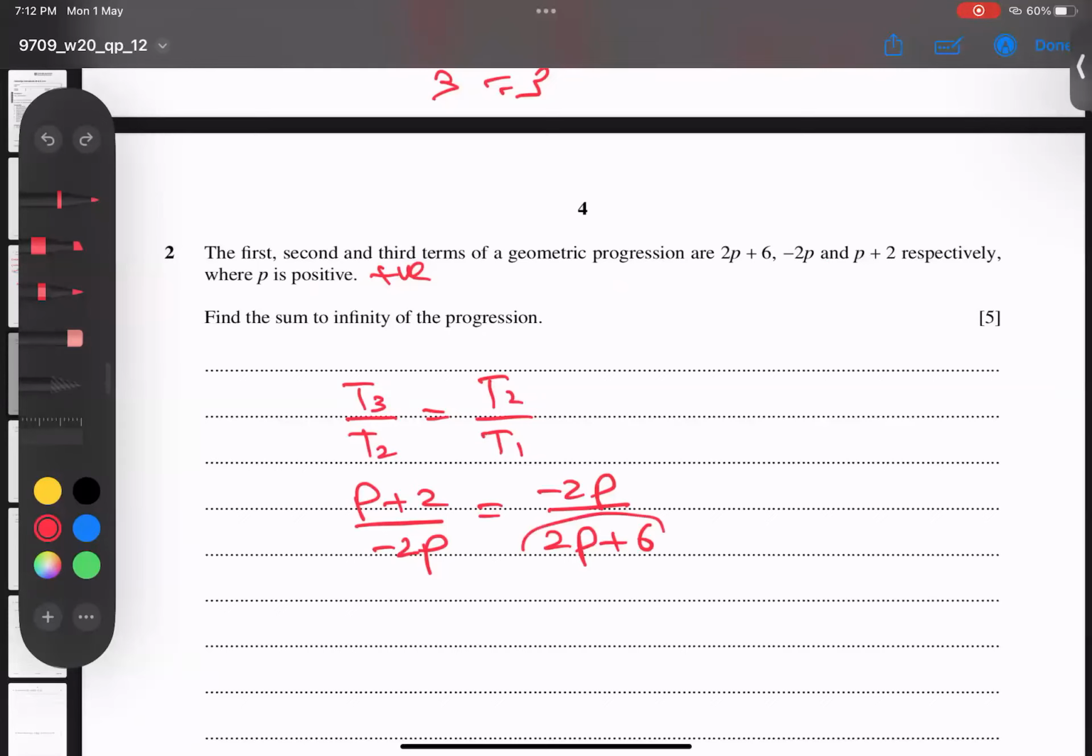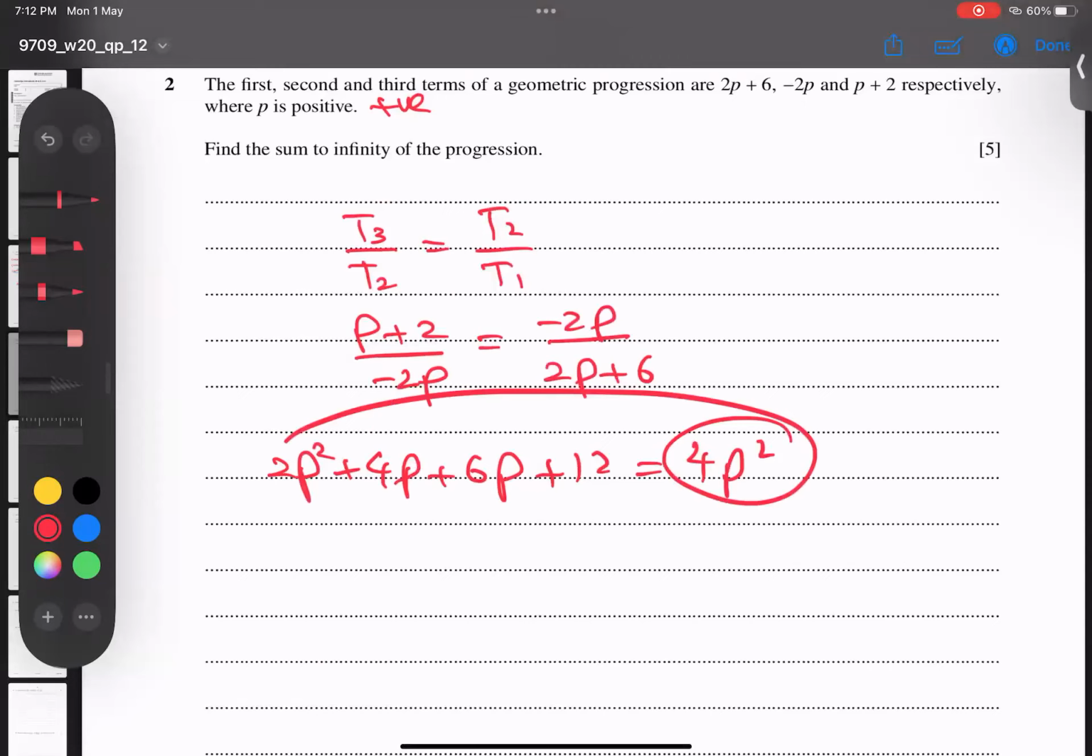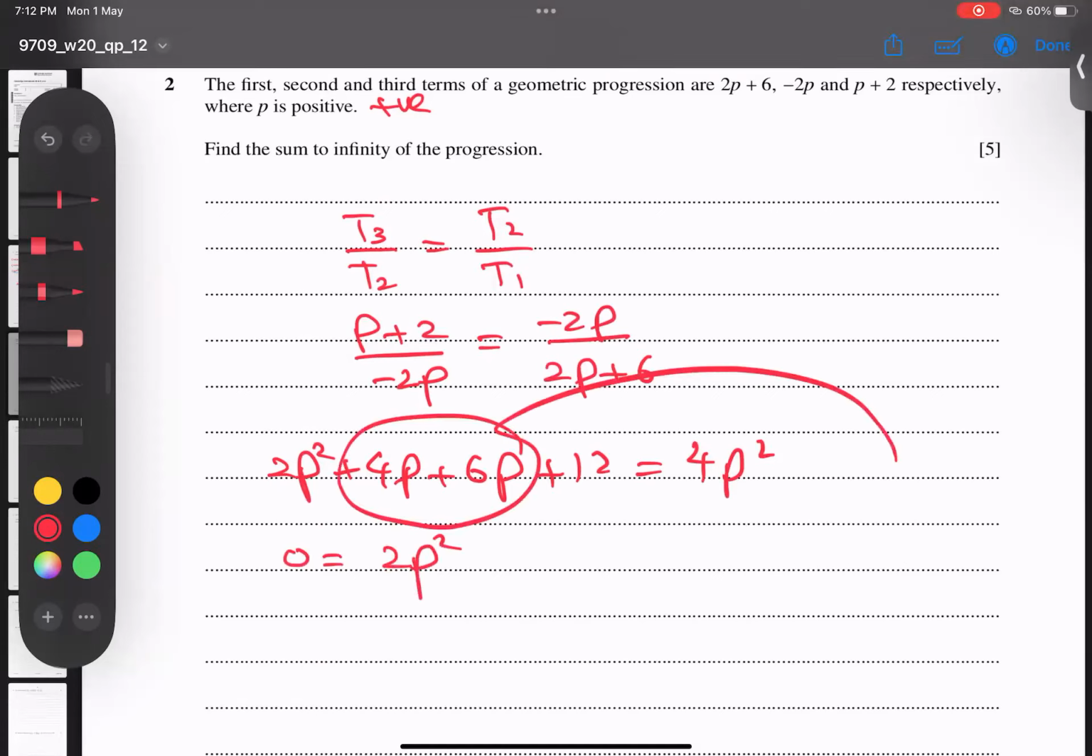So cross multiply, it multiplies there and it multiplies there. So 2p squared plus 4p plus 6p plus 12 equals 4p to the power 2. So this goes there: 2p to the power 2. The 10p goes there and becomes negative 10p. This 12 goes there, negative 12.